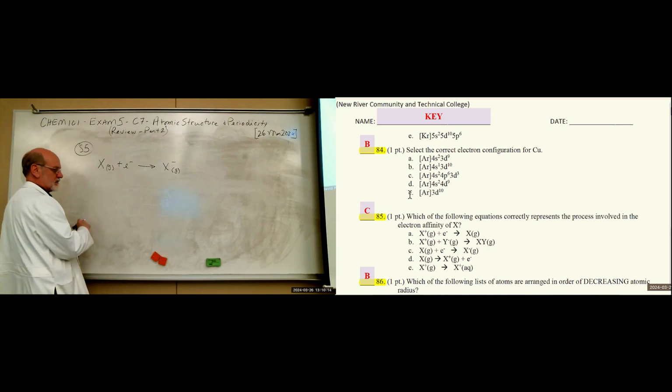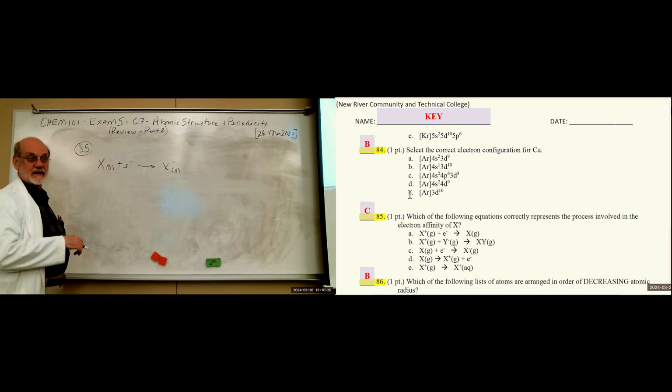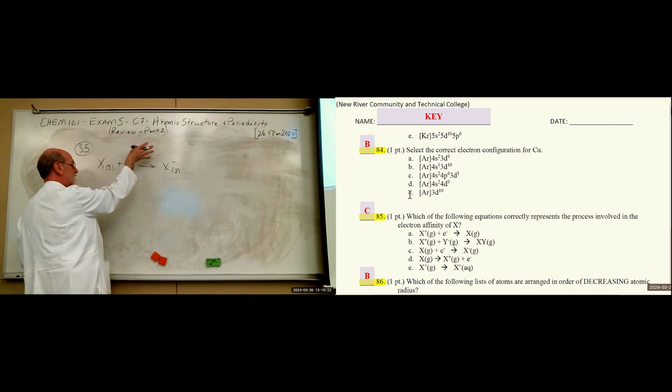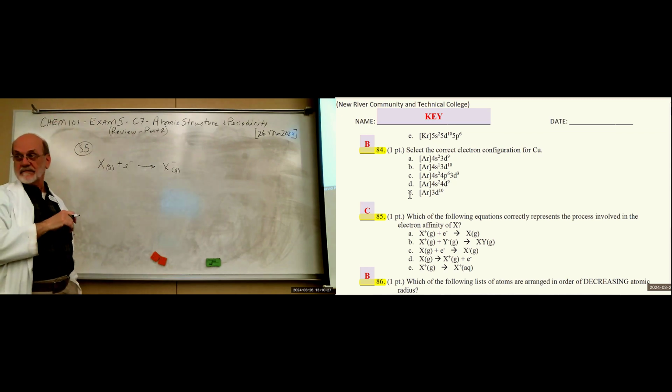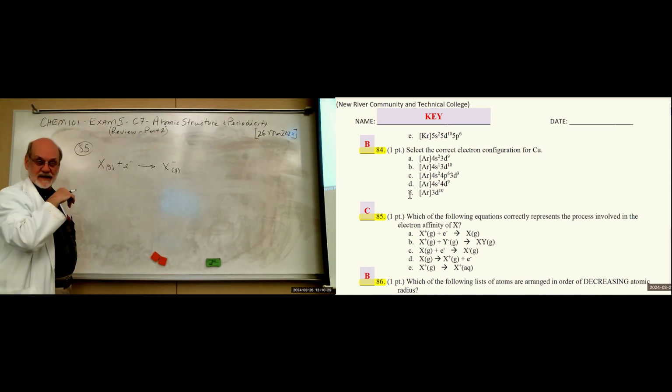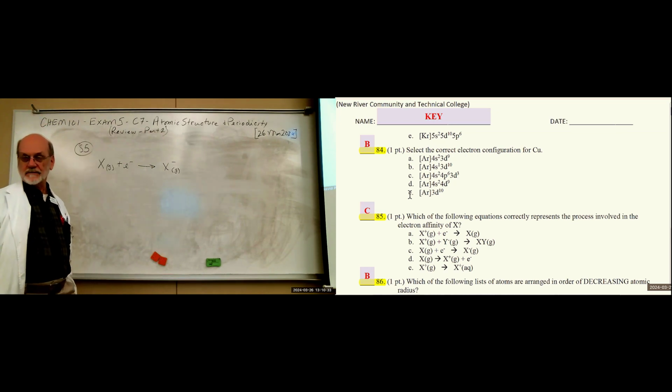Now, what would the sign of the energy be? It would be negative, right? If this electron comes from infinity down to the atom into one of its orbitals, it has to give up energy, right? And giving up energy, or exothermic reactions, are always negative values.